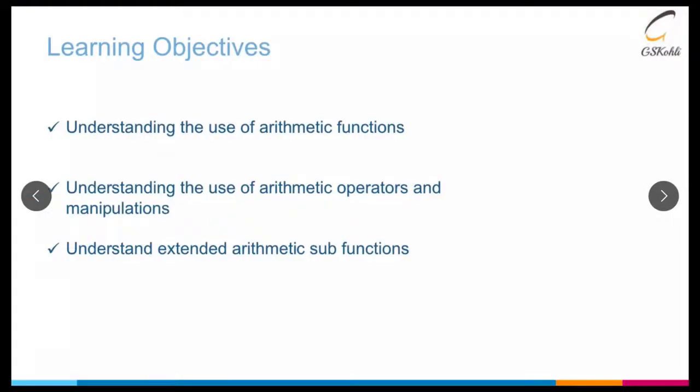Let's have a look at the 2 or 3 learning objectives for today's session. The first one looks at understanding the use of arithmetic functions. So we're going to look at the basics itself, and then we start building it up. And then later on, we're going to have a program which we can go through line by line, and hopefully deepen your understanding of arithmetic functions and the operators itself.